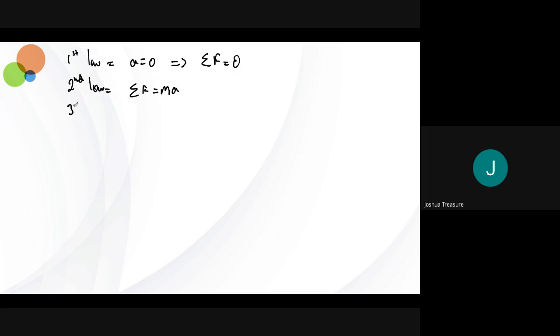The third law states now that every action has an equal and opposite reaction. So therefore, F12 would be equal to negative F21. Alright? And there has to be a negative sign.